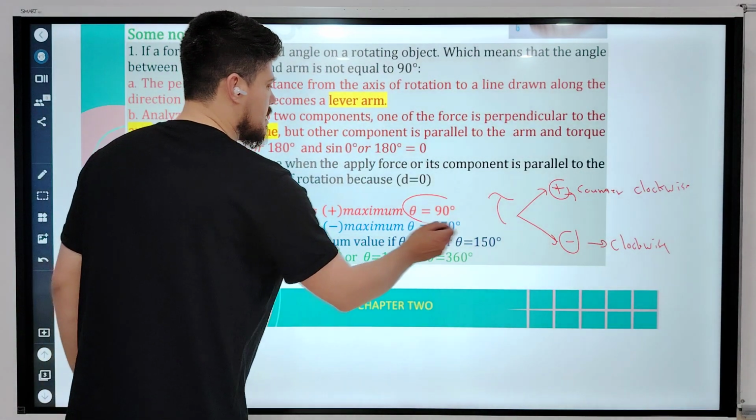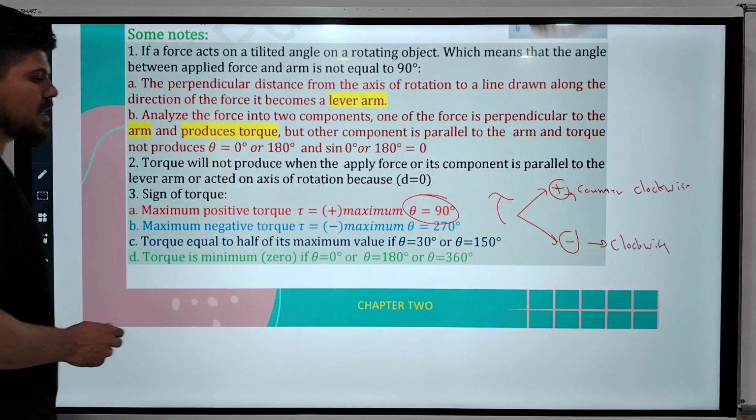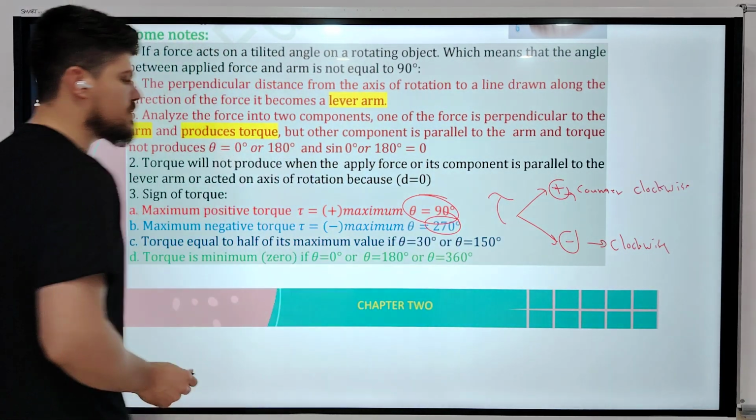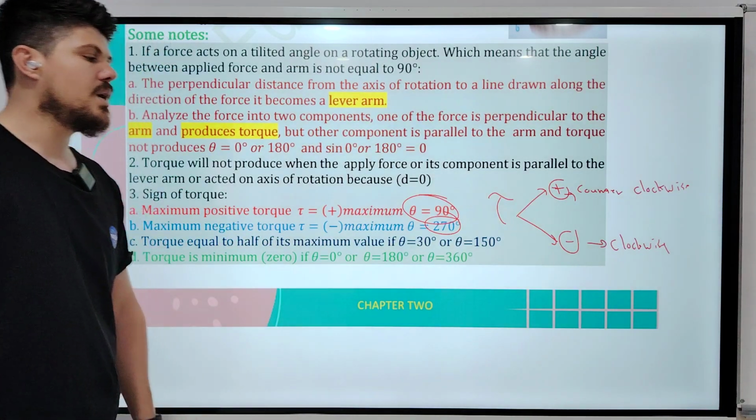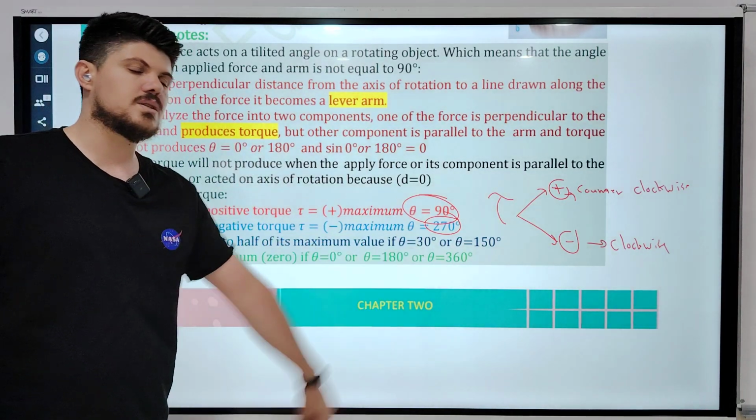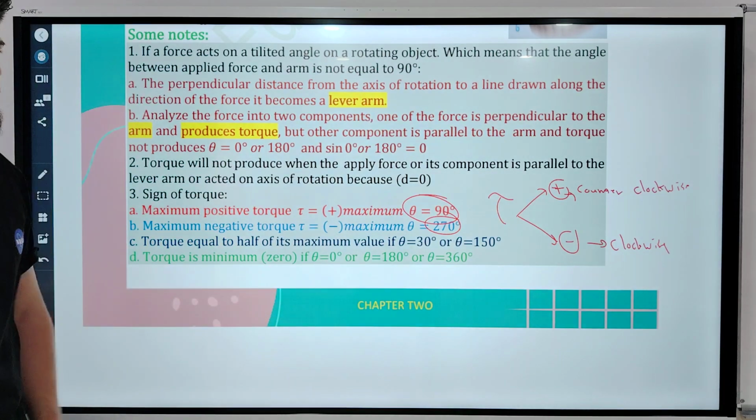When does the torque have maximum positive value? If the angle is 90. When does torque have maximum negative value? When the angle is 270. Torque is equal to half of its maximum value if the angle is 30 or 150. It is very important.